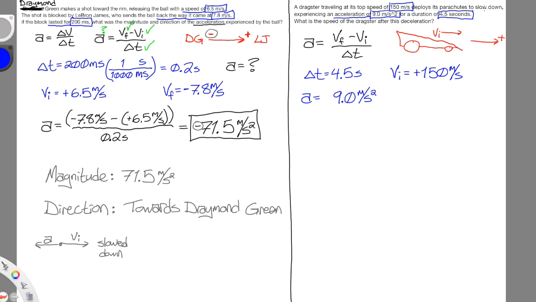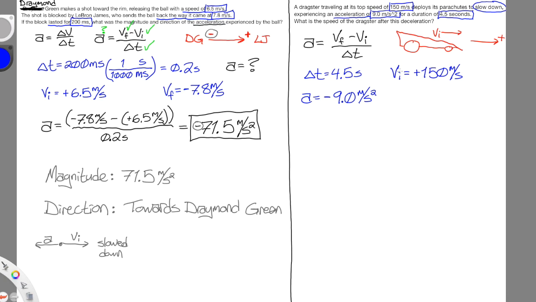And the problem says the dragster is slowing down. And as before, slowing down means the acceleration is in the opposite direction of the velocity. So since our velocity is positive, our acceleration must be negative. If our velocity were negative, that would mean our acceleration was positive.